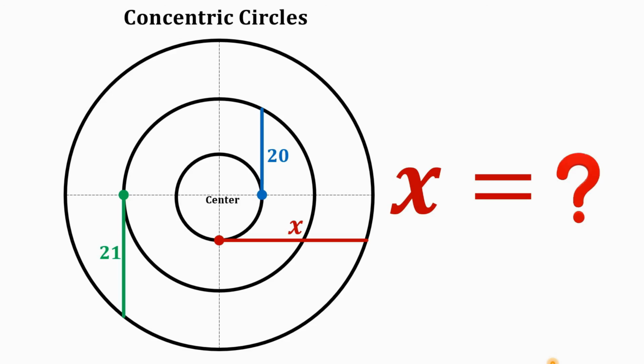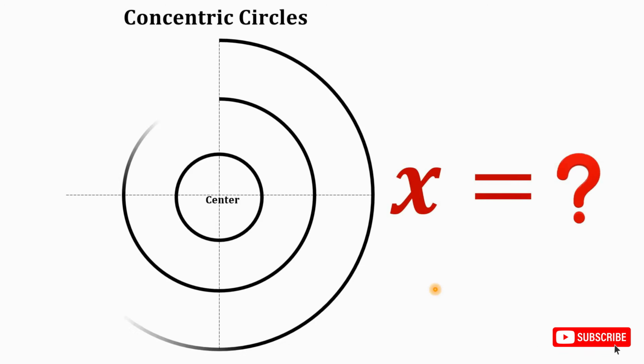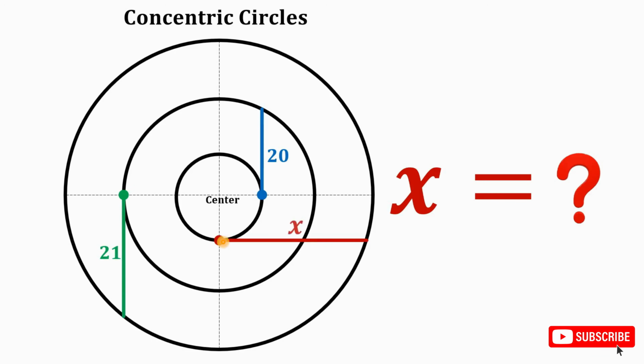Can you solve this geometry challenge? Here's the question. Given these three circles having the same center, and these are called concentric circles, also given these tangent segments 20 units, 21 units, and this x units. And of course, the question is, what is the length of this tangent segment x?